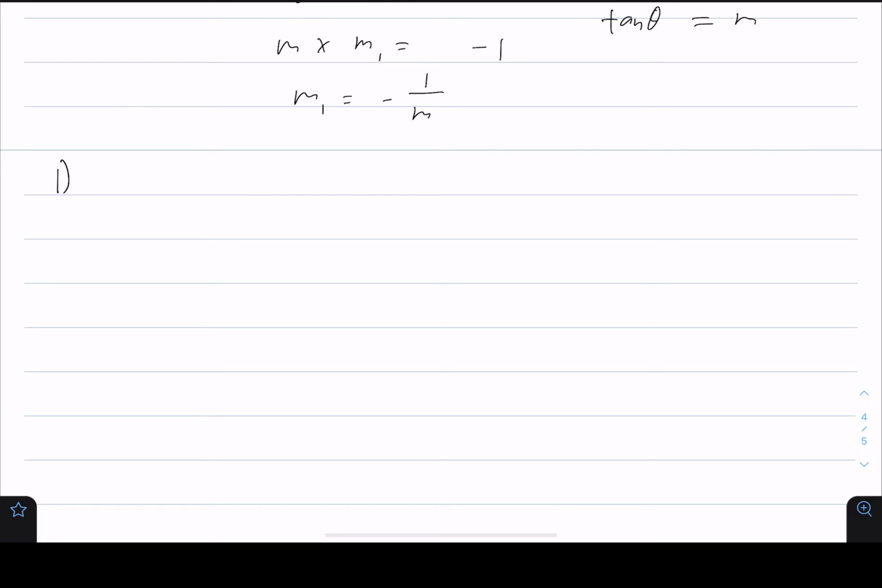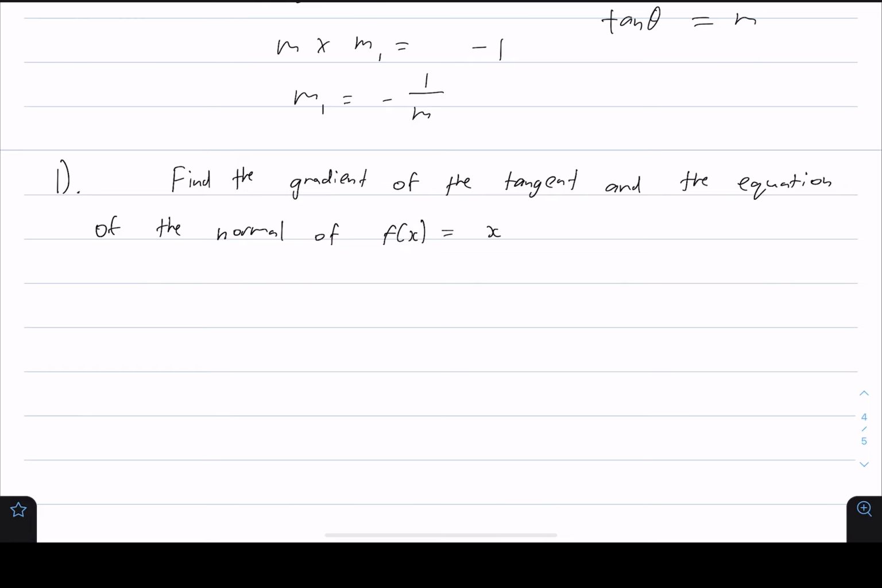So 1, find the gradient of the tangent and the equation of the normal of f of x equals x cubed plus 5x squared minus 4 when x equals 3. Next. Okay, so what we first do is we're finding the gradient, and that usually involves finding the derivative.